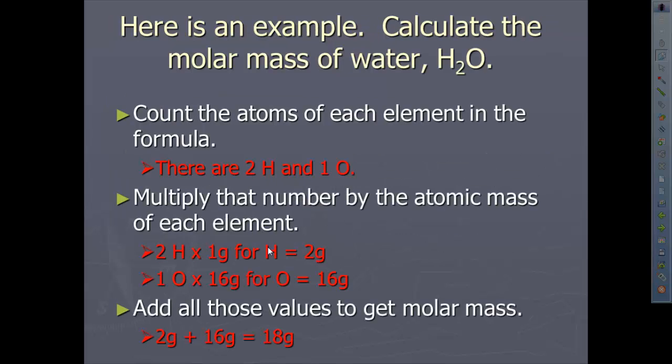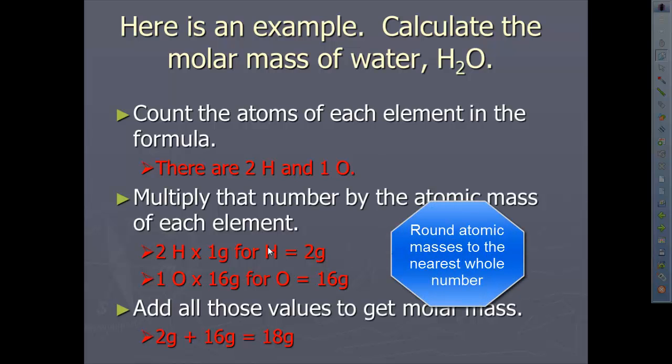Here's an example. Let's look at the compound water. Now with water, when I count, there are 2 hydrogens and 1 oxygen in the formula. Look on the periodic table. The atomic mass of hydrogen is 1 gram. I'm just rounding to the nearest whole number. So 2 hydrogens times 1 gram each is a total of 2 grams of mass. And then oxygen has an atomic mass of 16 grams. There's 1 oxygen, so I do 1 times 16 for that. That gives me a total of 16 grams of mass.